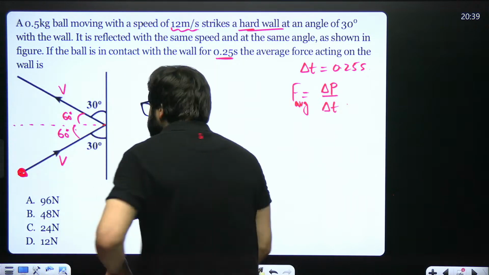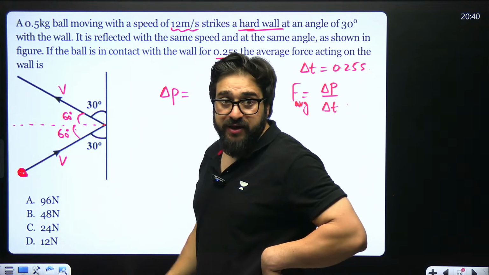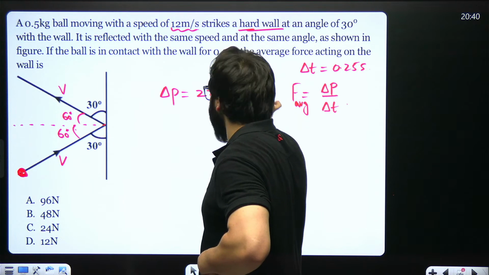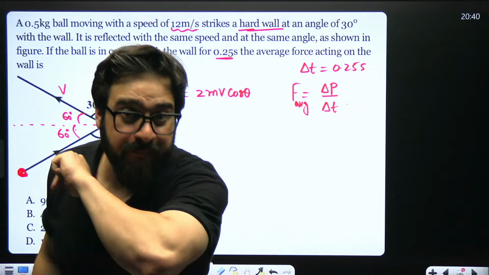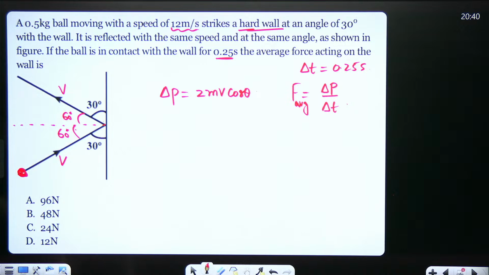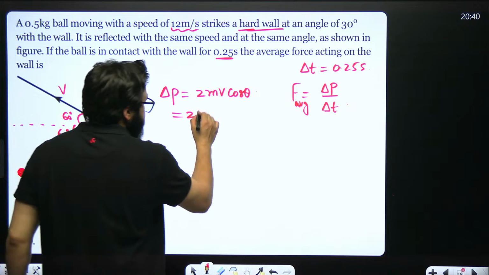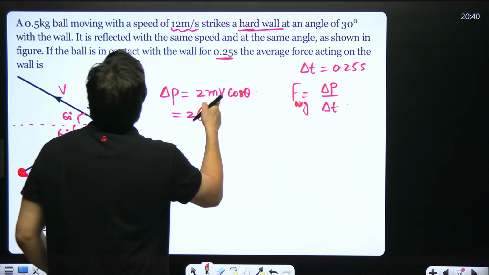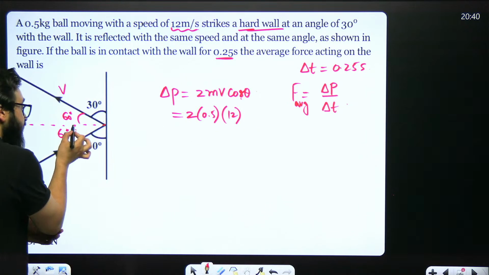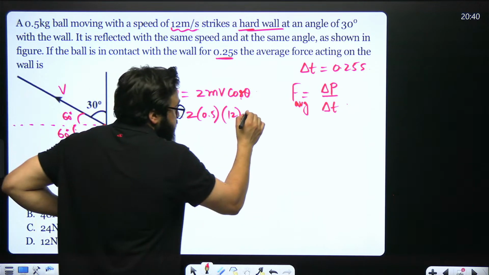Now, I told you in such cases, the change in momentum will be simply 2mv cos theta. If you remember, in such a case, change in momentum will be 2mv cos theta. Now guys, we say this is 2. Mass of the ball is given as 0.5 and velocity is given as 12 meter per second. And cos theta, here we are taking this as theta, so it will be cos of 60 degrees.